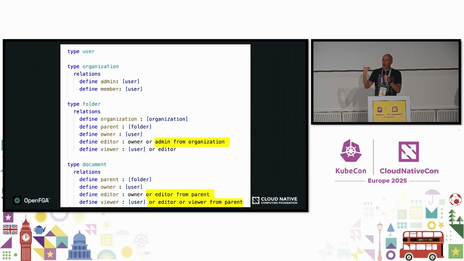And then we can define permissions or relationships that refer to other roles or relationships in the hierarchy. So you're an editor in a folder if you're an owner of the folder or admin from the parent organization. Or you can edit a document if you are an owner or an editor from the parent folder, which means also an editor from the parent organization. So you can have a lot of flexibility and go well beyond role-based access control, defining authorization this way.